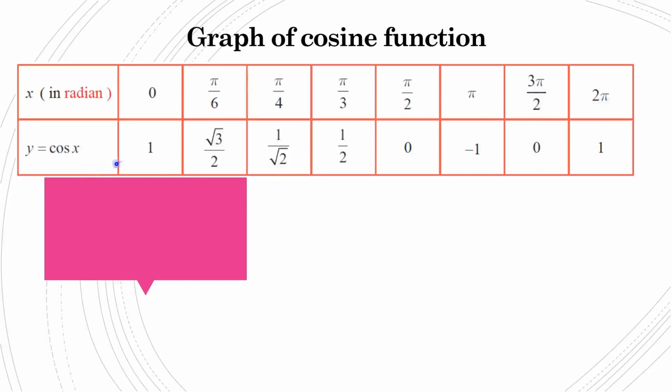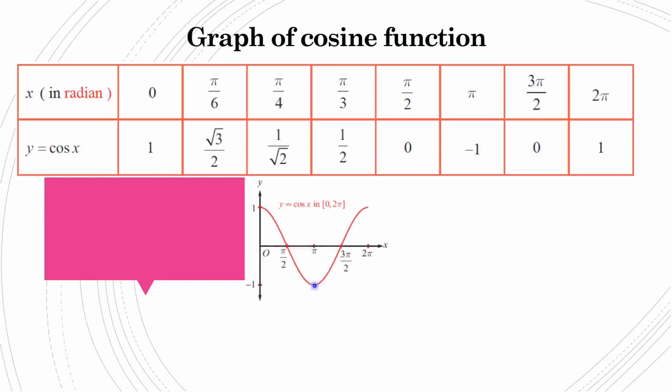So for that, the values are: cos 0 is 1. Cos 30 degree is root 3 by 2. Then cos 45 degree is 1 by root 2. Then cos 60 degree is 1 by 2. Cos 90 degree is 0. Then for odd multiples of pi, that is pi, 3 pi, 5 pi, the value is -1. For even multiples of pi, the answer is 1. Then for 270 degree the answer is 0.